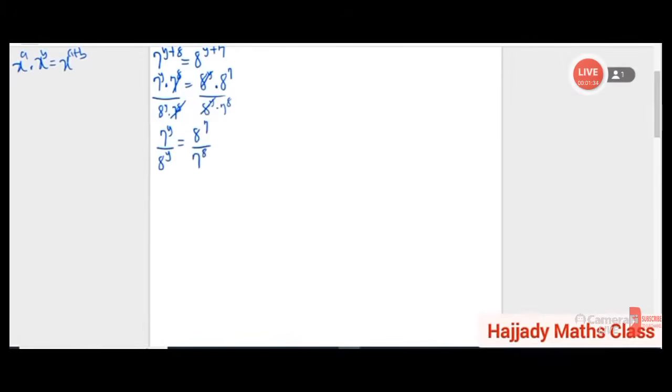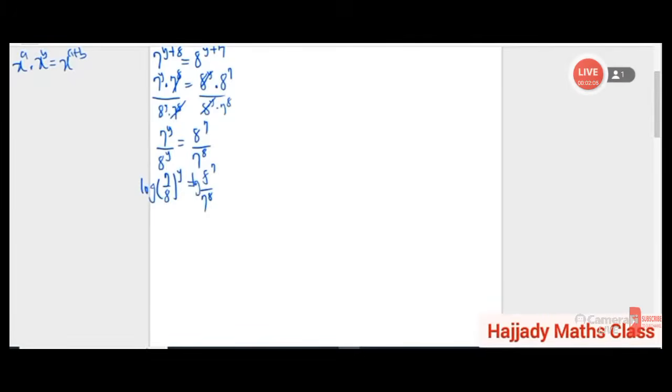And also, using the law of indices, I can bring out this power. So here I'm going to have 7 over 8, everything raised to power y, equals 8 raised to power 7 over 7 raised to power 8. So to both sides now, I'm going to introduce logarithm. And here I can have log this, also log this.